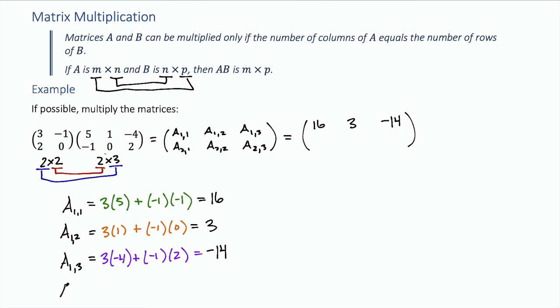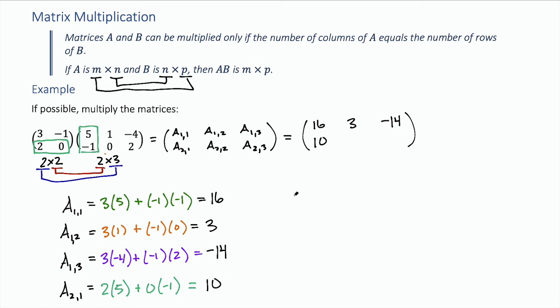So now looking at A21. This is the second row, first column. So 2 times 5 plus 0 times -1. That's 10 plus 0, which is 10.